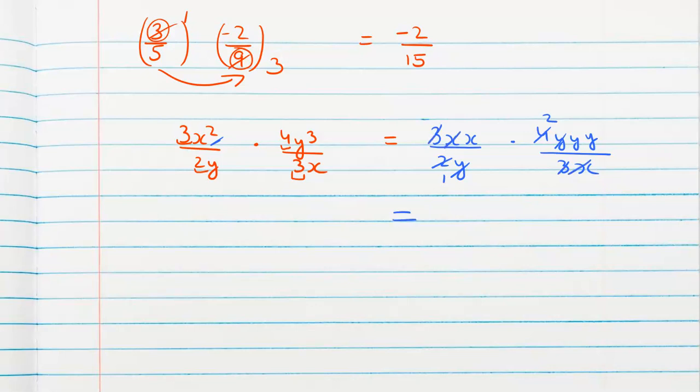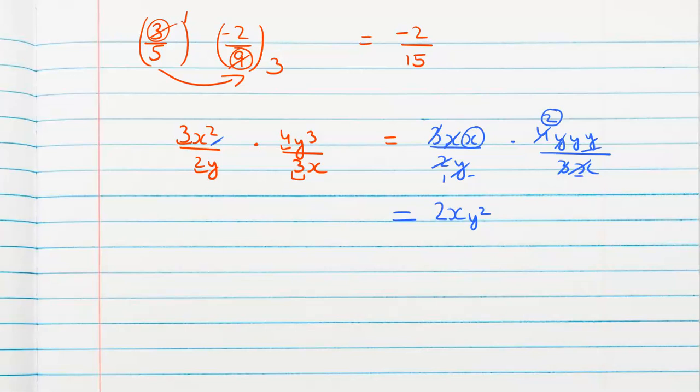Now we can see what is left. We have this x left, okay, we have this 2 in the numerator, so 2x, and 2 y's are left, so y squared. And what is in the denominator? Well, nothing is left, everything is gone. So this is our answer for this one.